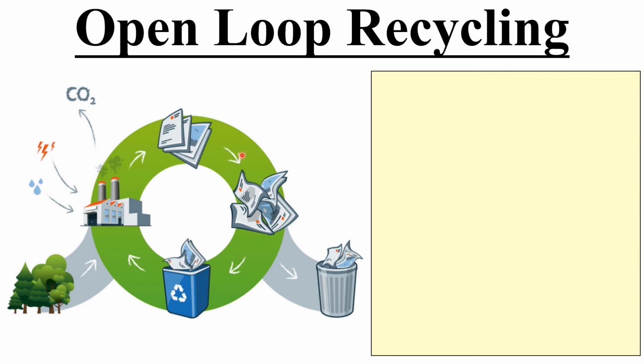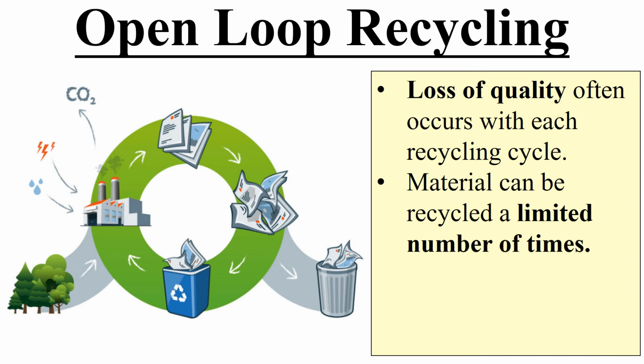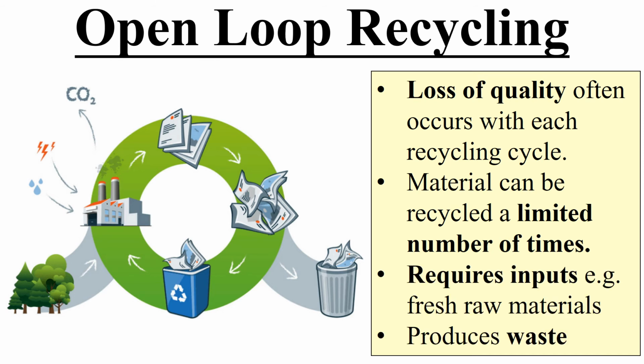Open loop recycling. You can see here you've still got this loop, so the material is still being recycled, but you've still got some waste being produced and you've still got raw materials required. So first of all, there's loss of quality. Every time the recycling cycle happens, you get a product which isn't as good, a lesser quality plastic, for example. It means the material can be recycled only a limited number of times. And as I said, you'll need fresh raw materials, and it also produces waste. So closed loop recycling is preferable.